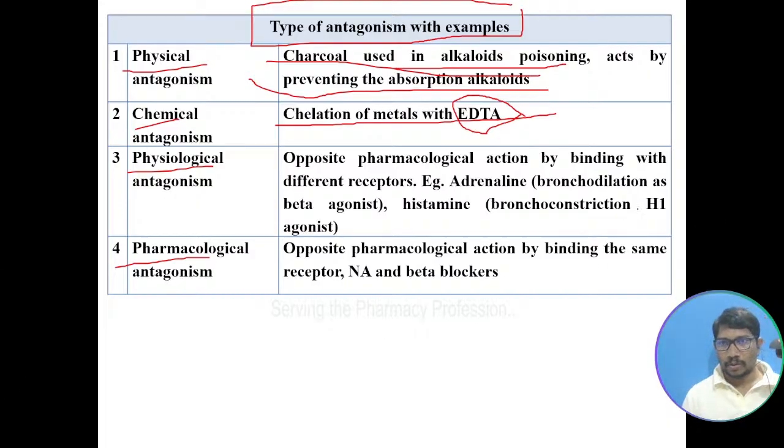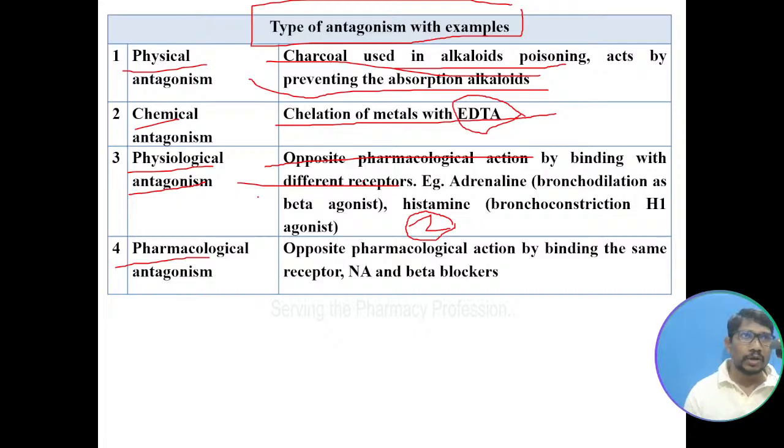इसके ऊपर 2 बार क्वेश्चन आ चुका है. 2-3 times in the GPAT, 2-3 times in the government drug inspector. What is physiological antagonism? Physiological antagonism is if two drugs produce the opposite pharmacological action by binding to a different receptor. The opposite effect करेंगे, they will produce opposite effect, but they will have their own receptors.